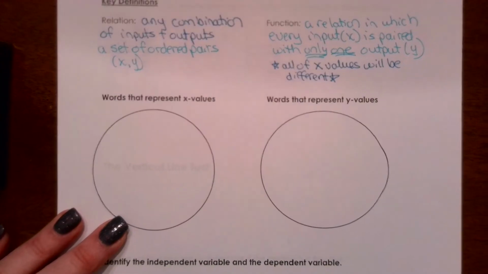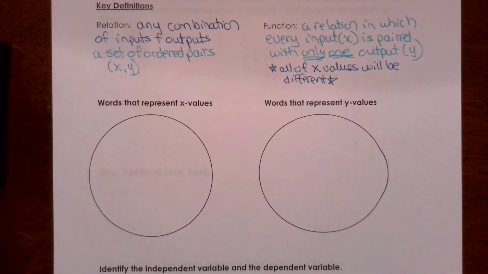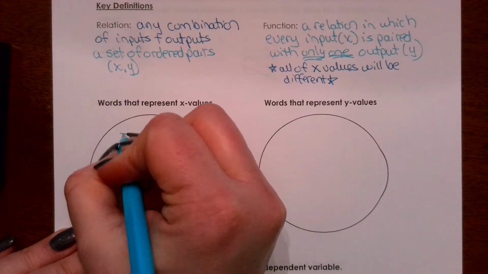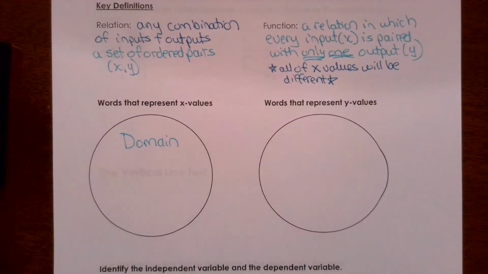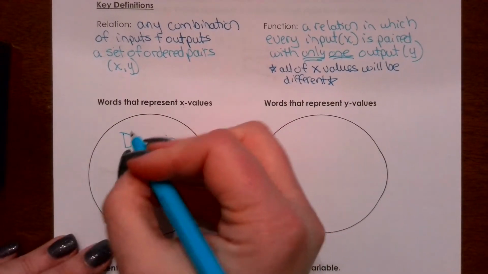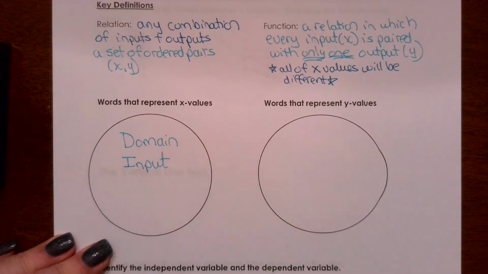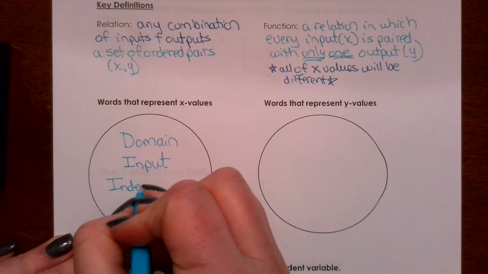So, words that represent X values in math. Well, X values could also be called a domain. Domain is the same as saying values of X. X values are also thought of as input, and X values are called the independent variable.